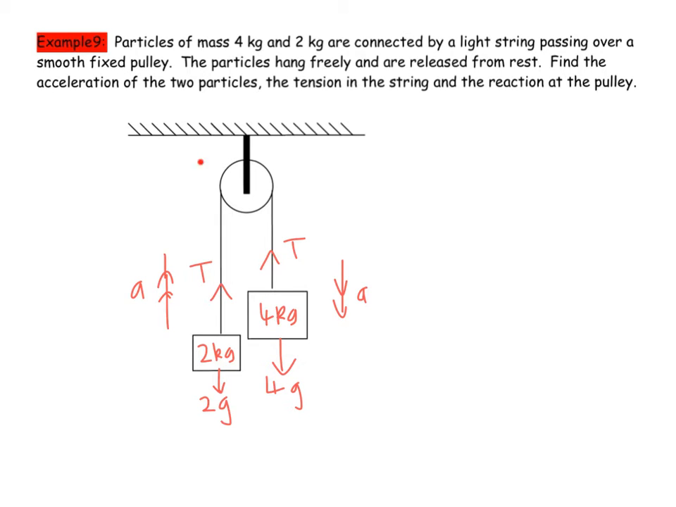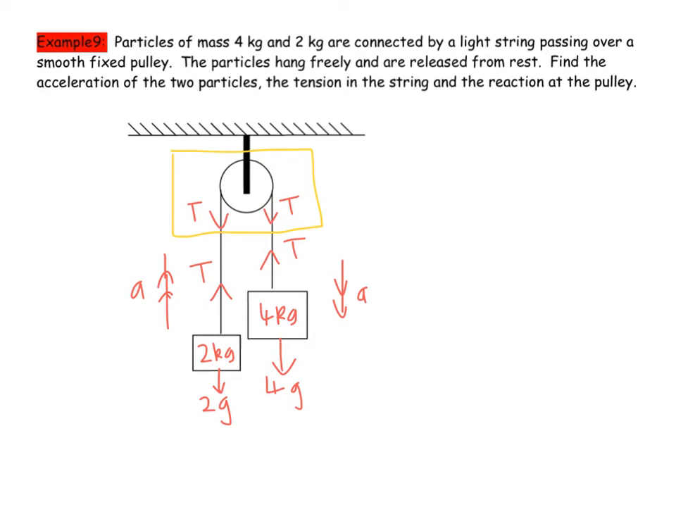There are also forces happening at the pulley. There'll be an equal and opposite force. Tension here and tension here. But let's remember that is the forces on the pulley. Right, let's see what we're trying to find out. Find the acceleration of the two particles, the tension in the string, so a and T, and the reaction at the pulley. We'll worry about that later on at the end.